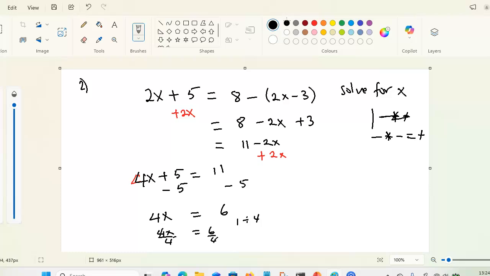The 4 will disappear, and then x becomes 6 over 4. We can simplify that even further because we know that 2 can go into 4 twice and 2 into 6 3 times. So x becomes 3 over 2. So this is a slightly more complicated one, which has got brackets, but the principles remain the same.